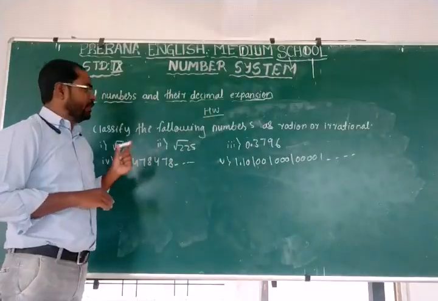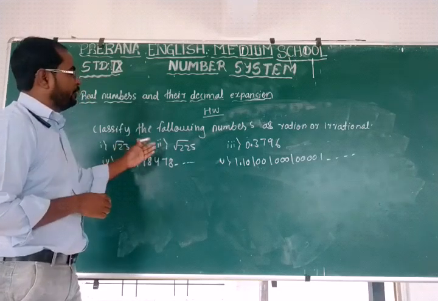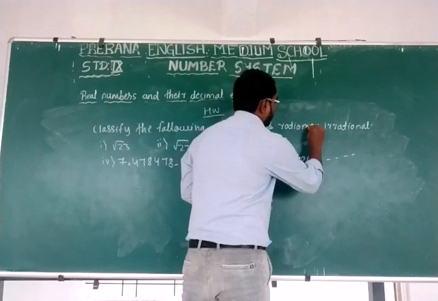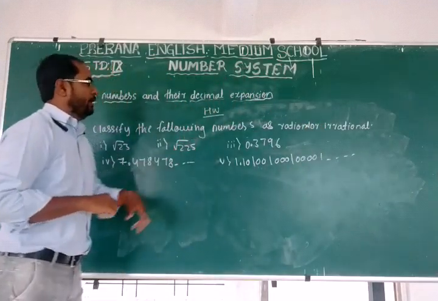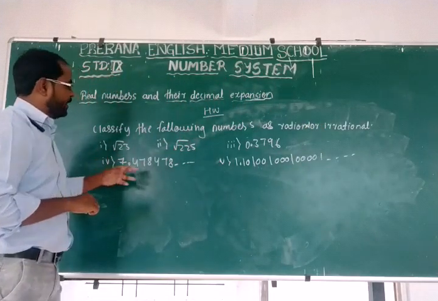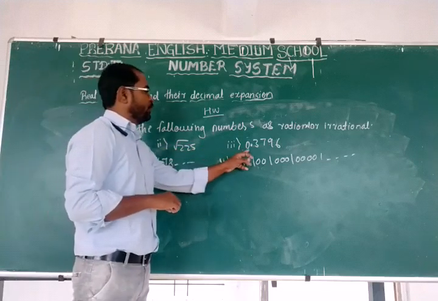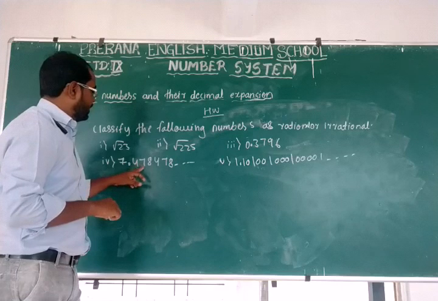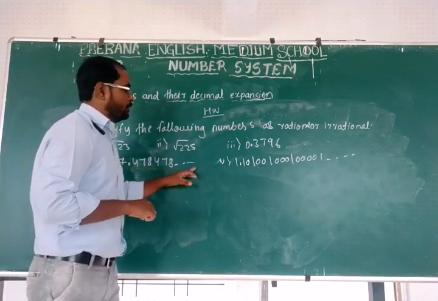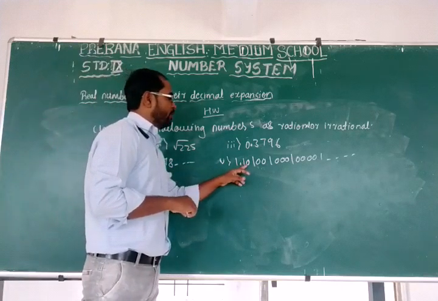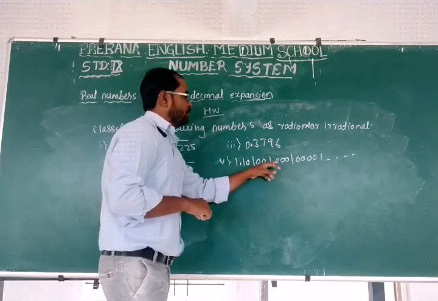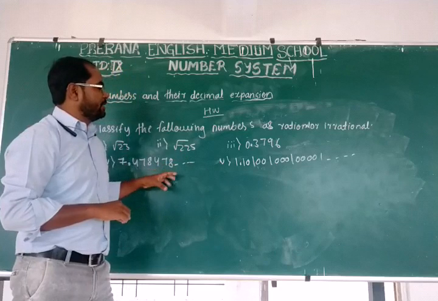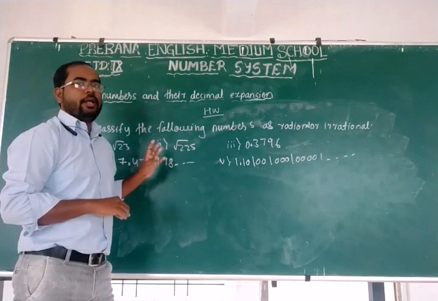Now, note down the homework. Classify the following numbers as rational or irrational: root 23, root 225, 0.3796, 7.478478 and so on, 1.10, 1001, 0001, like this. You have to classify and say whether each is rational or irrational.